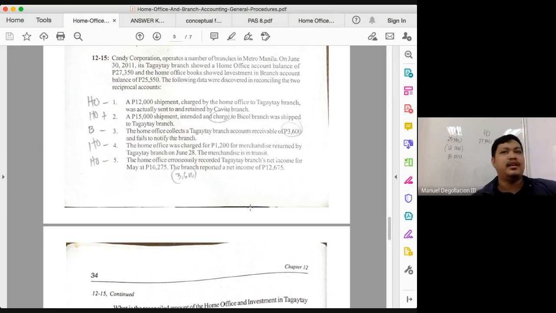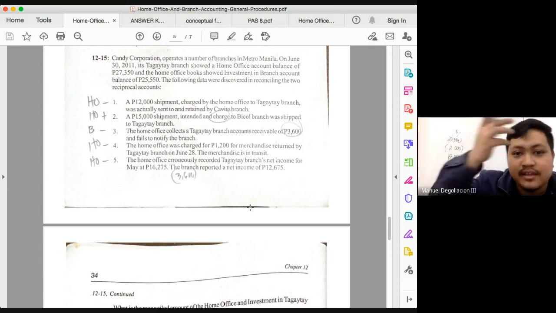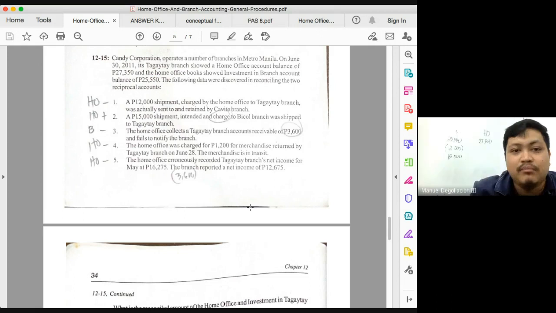Second entry, investment in Nova branch and credit shipments to Nova branch. Okay, and do you think the Nova branch was able to prepare an entry? Yes, when it received the shipments. So do we have anything to do with the books of the branch? No.